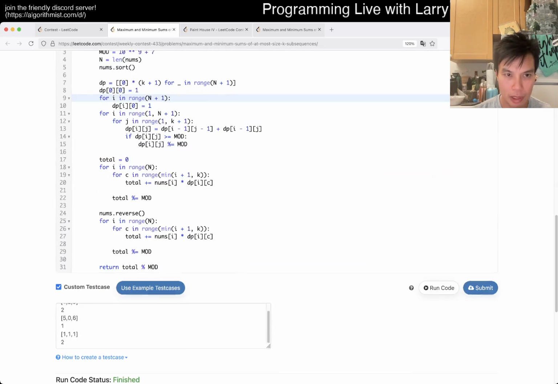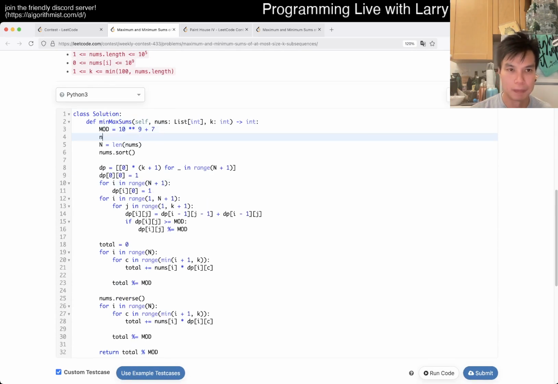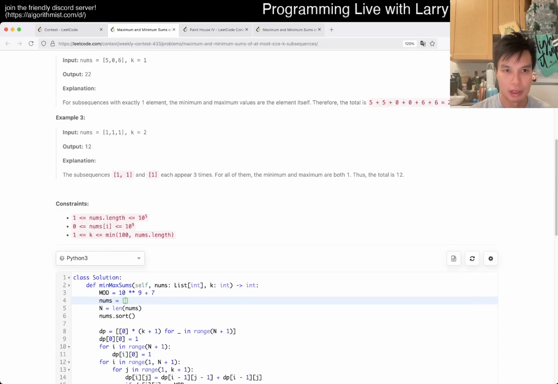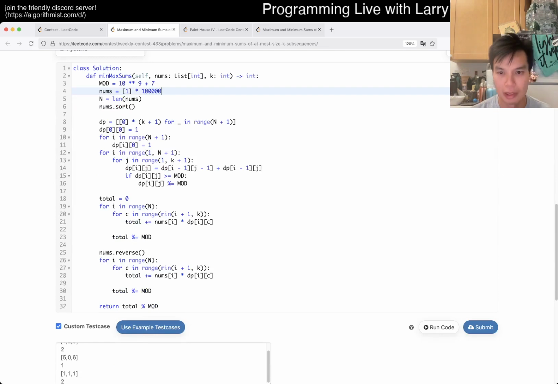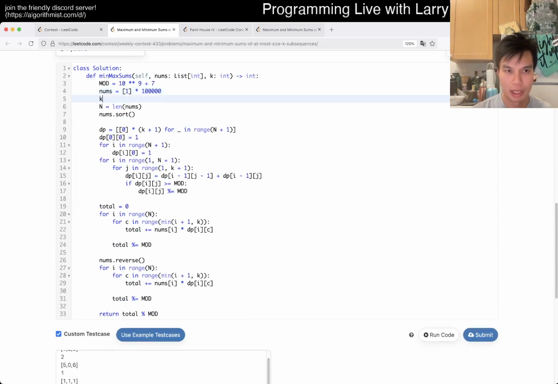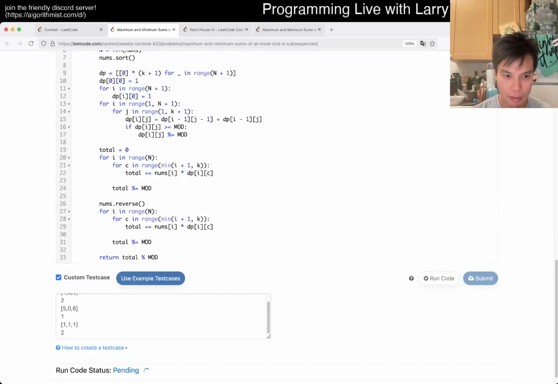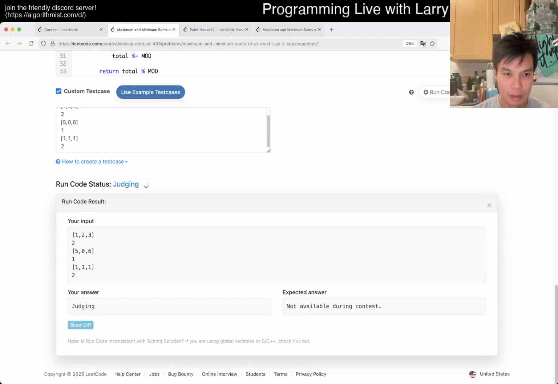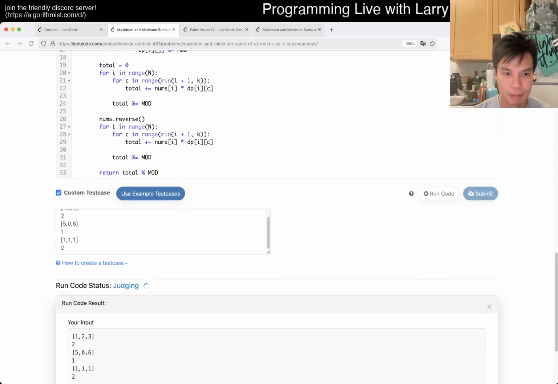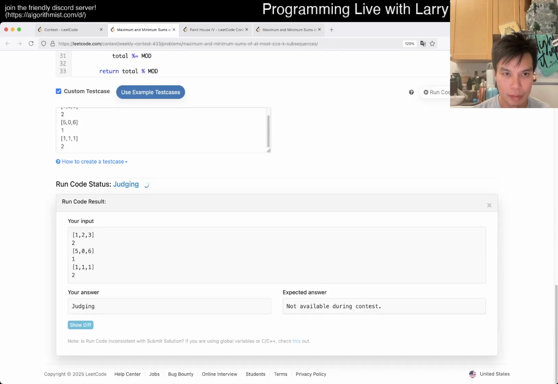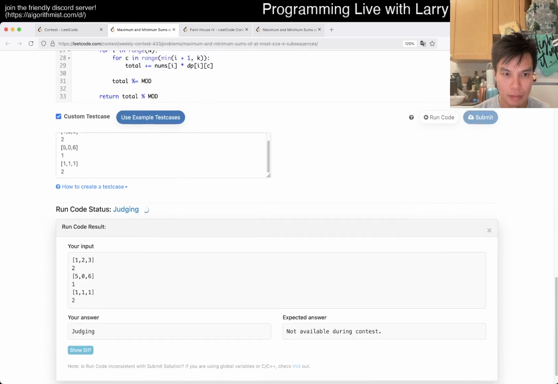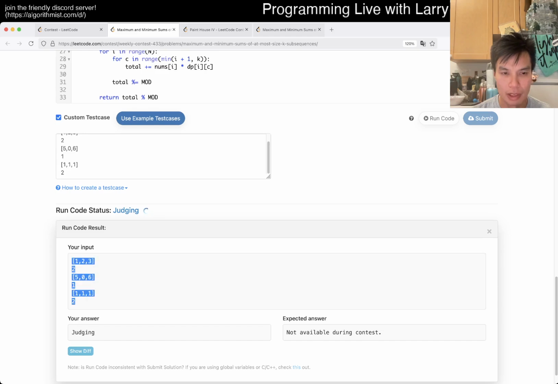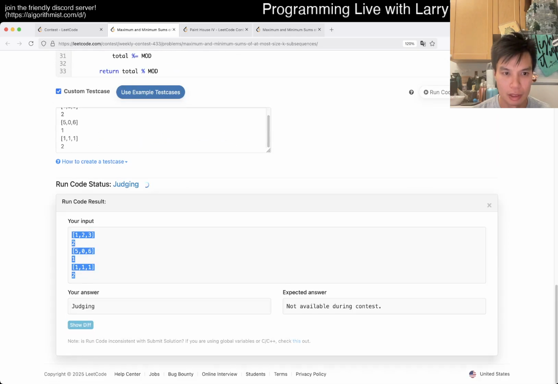Are we good? Good. Let's try a big number. Let's just say 1 times 10 to the 5, right? I think that's the max case actually. Let's actually do k is equal to 100 as well. Is that too slow? Only 3 cases and it's already too slow. That's not good actually. I was gonna submit it.